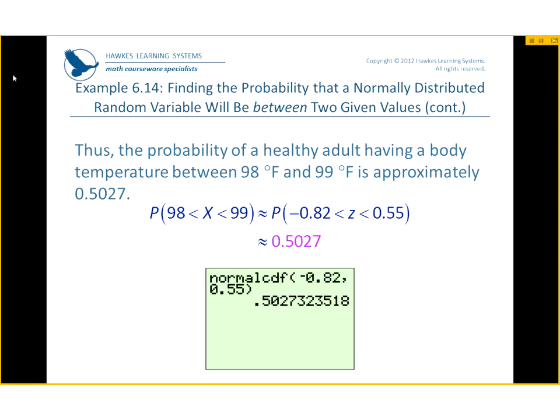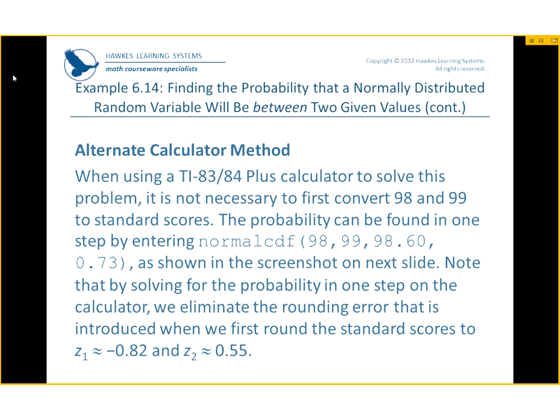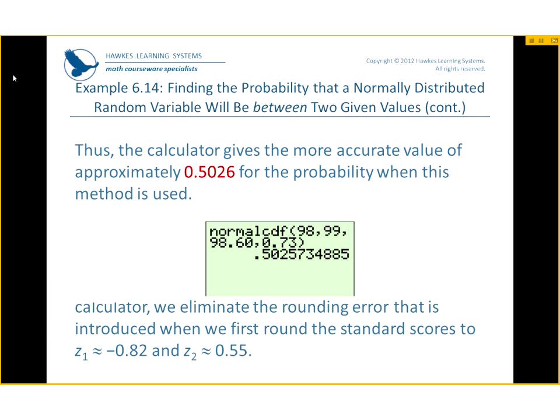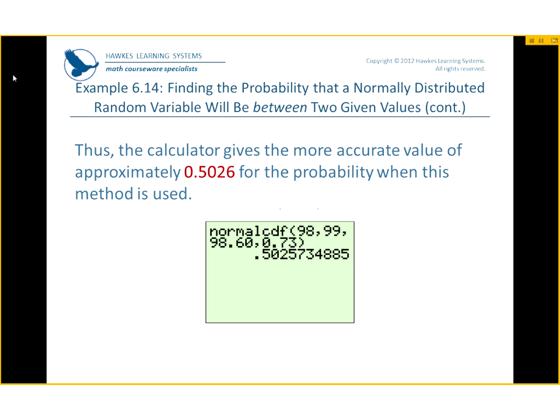Okay, it shows you how to put it in. You could do normal CDF. If you don't want to convert to the z-scores, you can do 98, comma, 99, comma, the mean, comma, the standard deviation, and then you get the answer. So there are two ways to do it. It's just up to you how you want to do it.